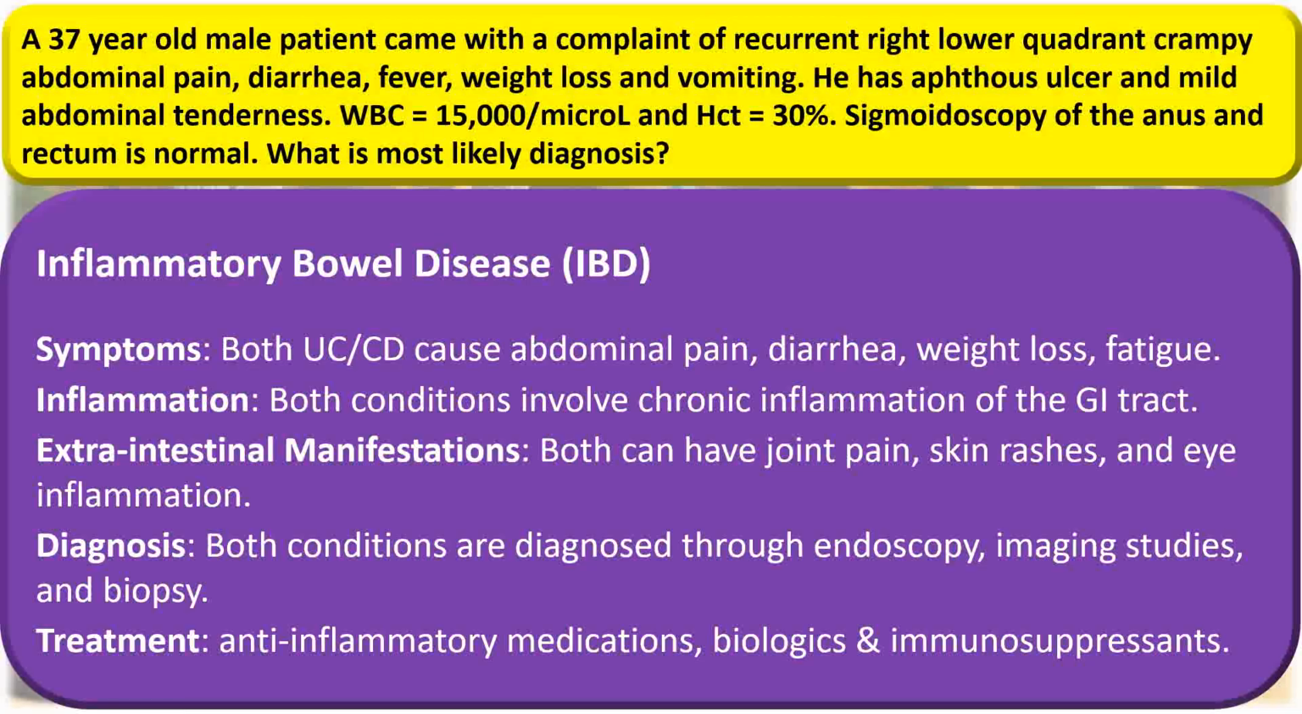Anti-inflammatory drugs are often the first line of treatment, followed by immunosuppressants that help modulate the immune system's response. In more severe cases, biologic therapies, which are targeted treatments that interfere with specific pathways of inflammation, may be used.